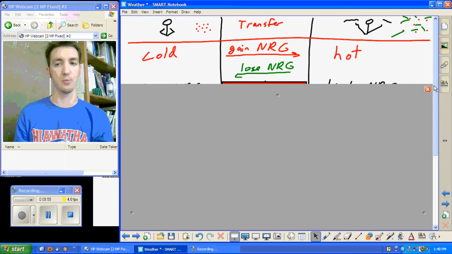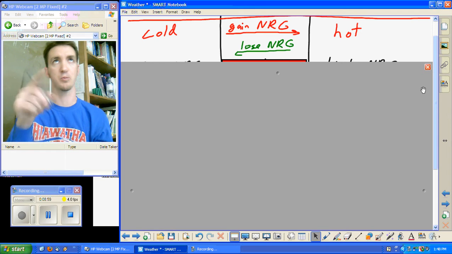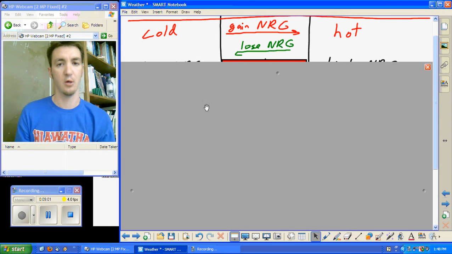On the test, it'll be, what happens if I reduce the pressure? Well, what happens if I reduce the pressure? Low pressure was on this side, so that's what it means. So connecting these ideas will help you out a lot.